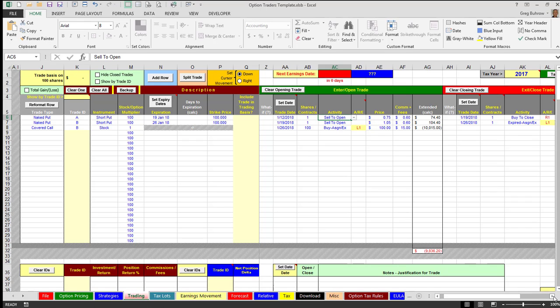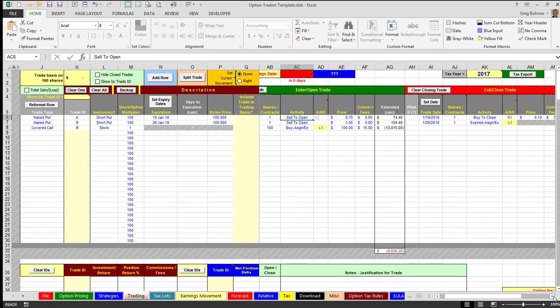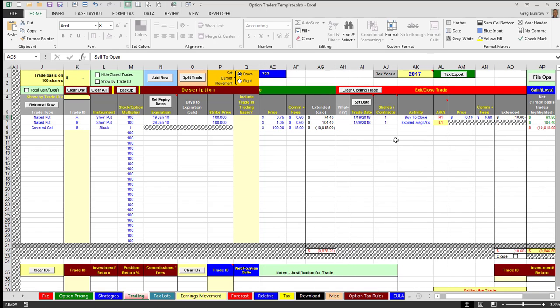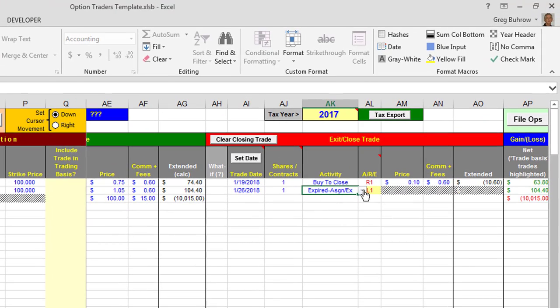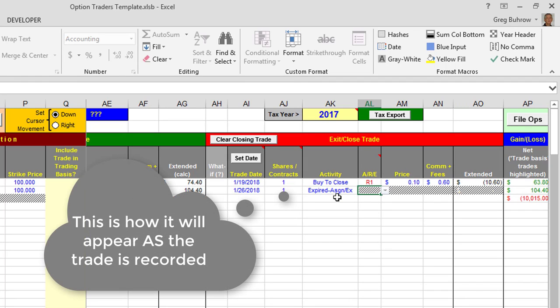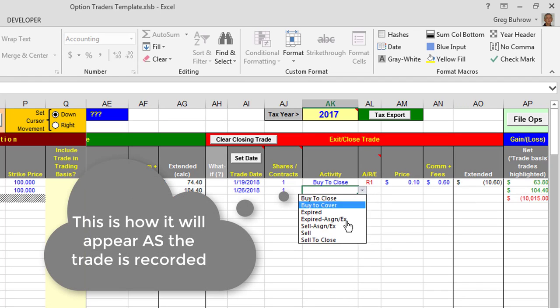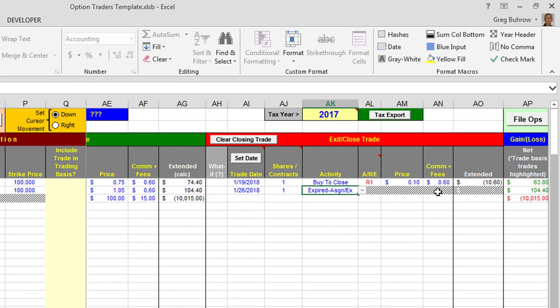Then on the 26th, when the underlying went below my strike, I decided I'm going to go ahead and take these shares. I recorded this as expired, and it was either assigned or exercised, so you can use this for a short call as well. Expired, assign, and then I linked this. Let me go ahead and show you what this looks like. So I will assign. It basically hashed this out, leaves my profit at 104.40.